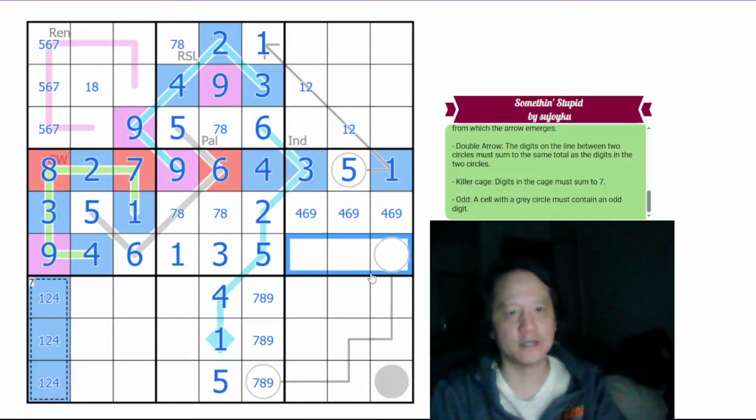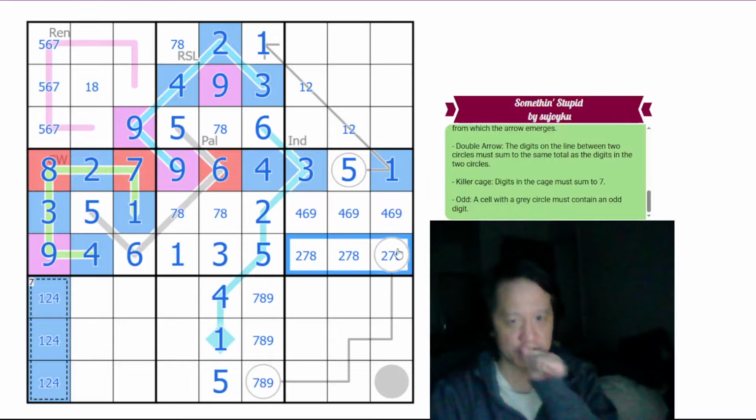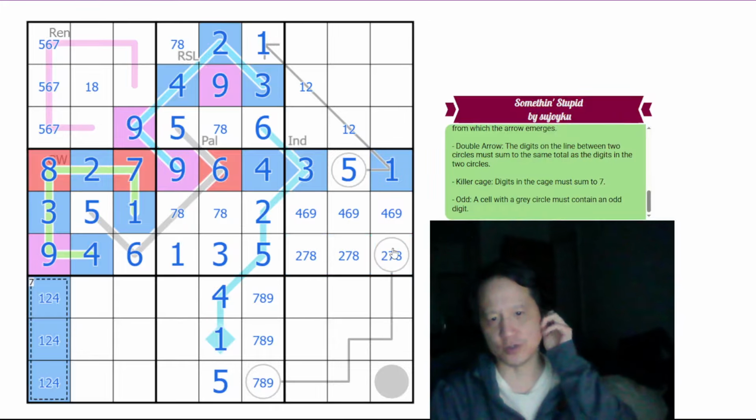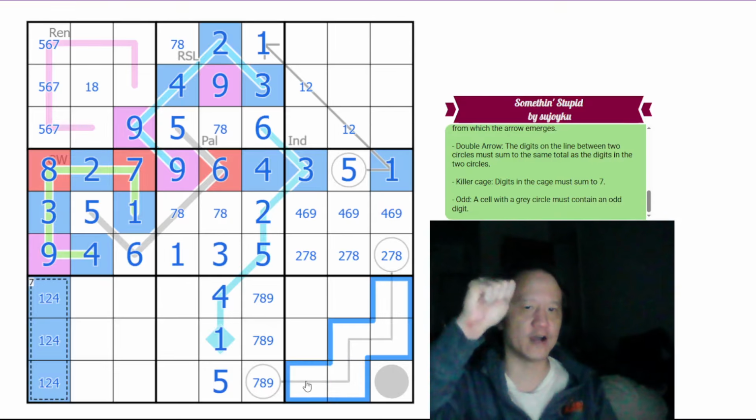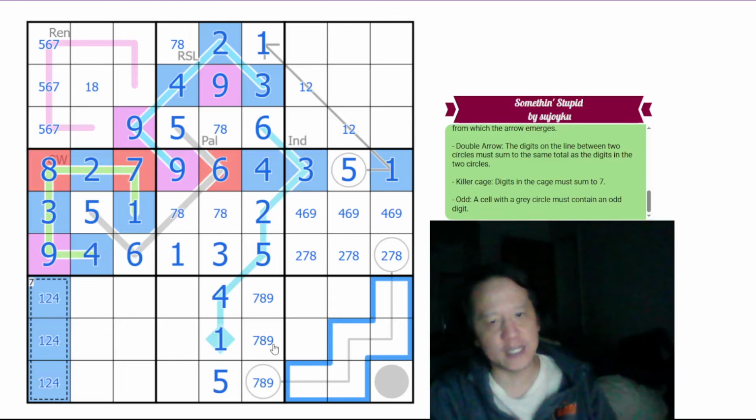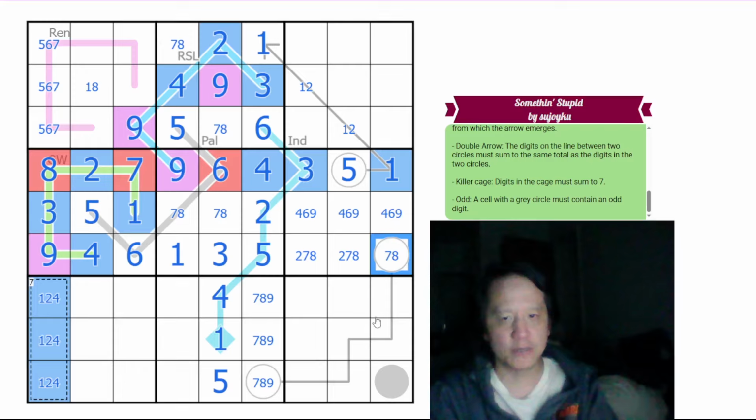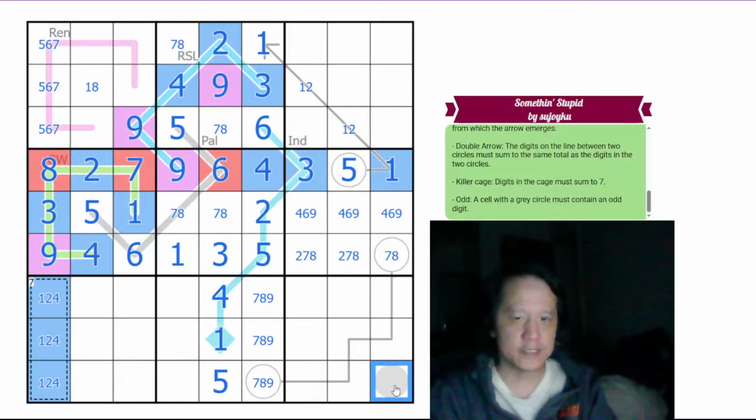Remaining digits in row 6 are 2, 7, 8. 2 can never be here because if this is 2, this would be at maximum 9, and 2 and 9 add up to 11. But these 5 digits add up to a minimum of 1, 2, 3, 4, 5, which adds up to 15 at minimum. So this can't be 2. This is 7 or 8 with 7, 8, or 9. This is an odd digit, and it cannot be 1 or 5. So it's 3, 7, or 9 here.